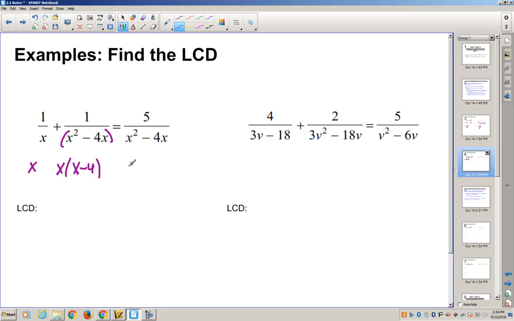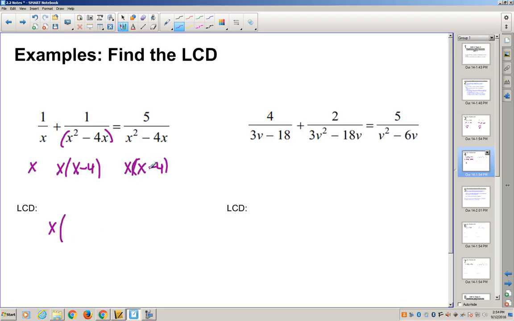We're going to do the same thing here. I'm going to factor this. And I notice if I factor out an x, I'm going to be left with x minus 4, once again, because these terms are the same, as we can see. So when you factor them, their factors are the same as well. So in our LCD, every single one of these needs to be represented, and as you can see, they all contain an x, so that's got to be in our LCD.